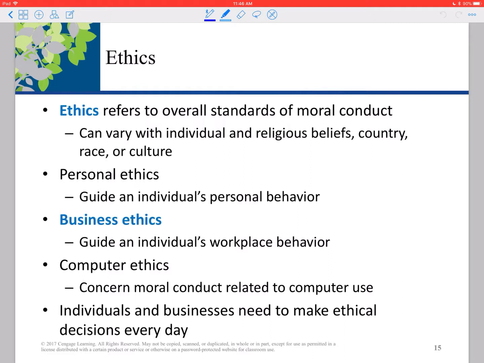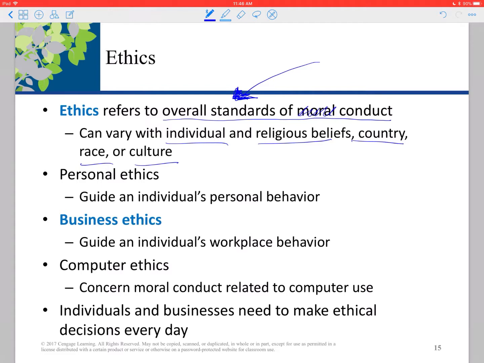Now, the term ethics refers specifically to overall standards of moral conduct. And even if you don't agree with the word moral, overall standards of conduct when it comes to how we behave in our community. Now, there are individual ethics, religious beliefs, country, race, and cultural ethics, but we're going to go with this overall agreed upon right and wrong type of ethics.